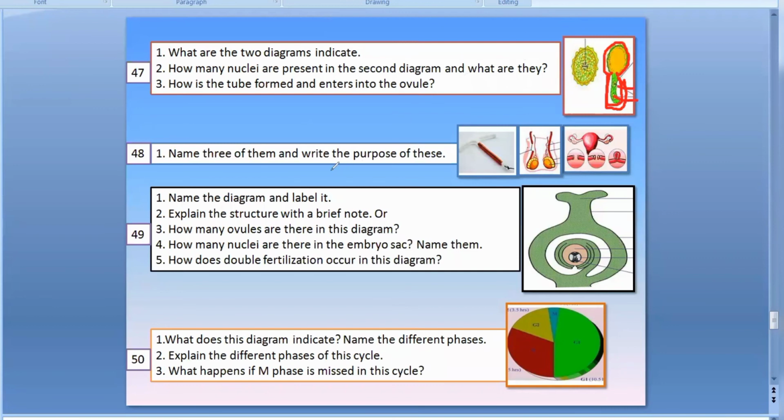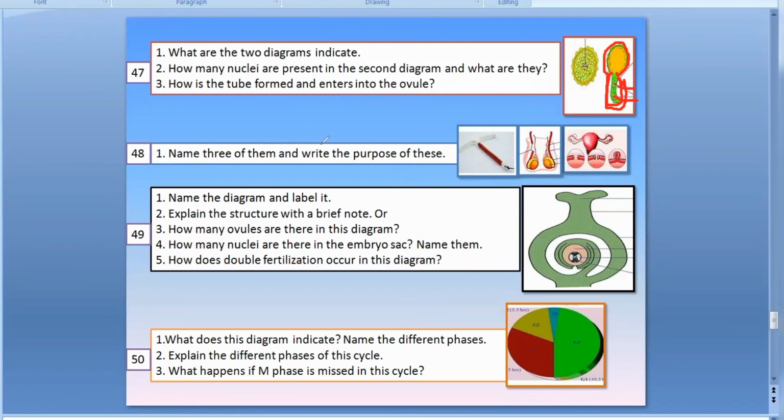How is the tube formed and how does it enter the ovule? This tube is formed from the pollen grain's cell wall, which protrudes to form a pollen tube and penetrates into the ovule. The pollen grain is the male gametophyte, which is formed in the stamens, particularly inside the anther.